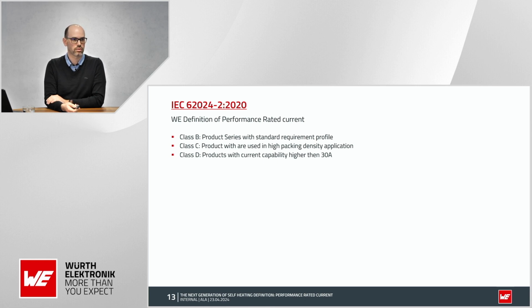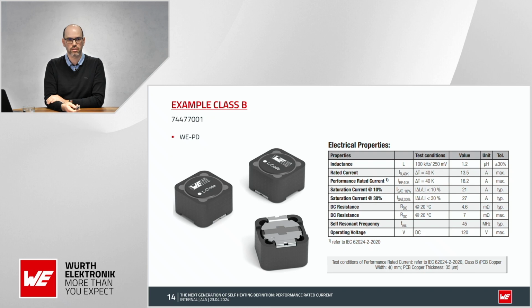I will show you now some examples of how this could look. So example 1 for class B is the WEPD. And then you can see here the performance rated current is defined, with a highlight on 1. And below here, it's referred to the IEC standard. And even a bit lower, you can also see that this measurement has been done with a class B PCB. So it's well traceable how this value has been generated.